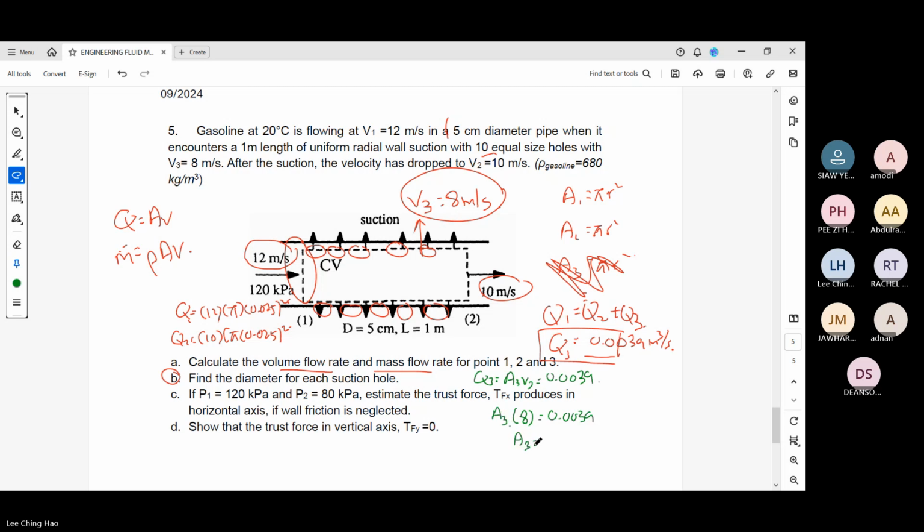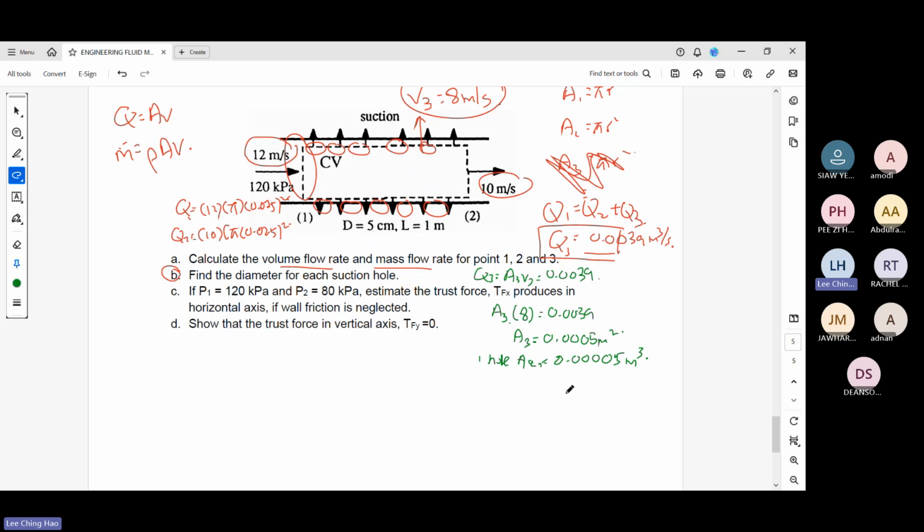So you got area of 0.0005 meter square. But you see, although here the area is 0.005, please remember that this is done by the area of a total of 10 equal holes. So which means one hole area is actually 0.00005. Just divide by 10. So this is something that you need to take note.